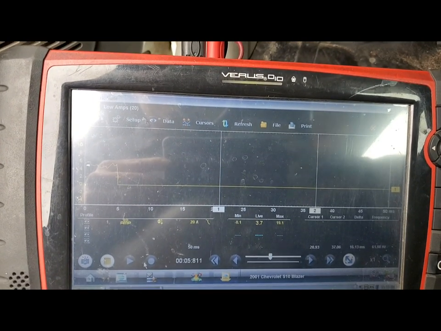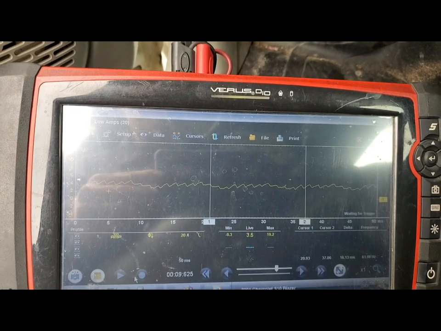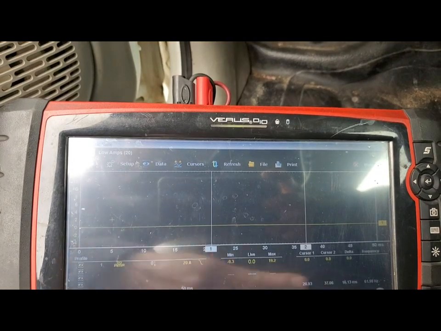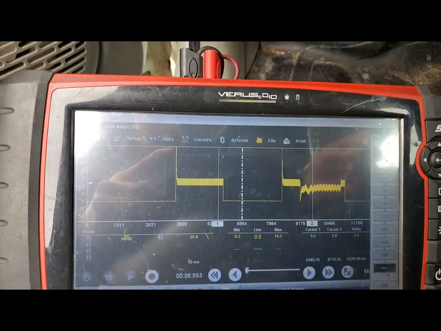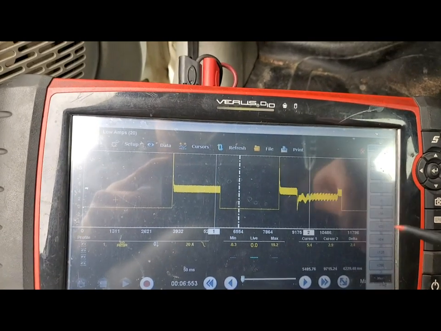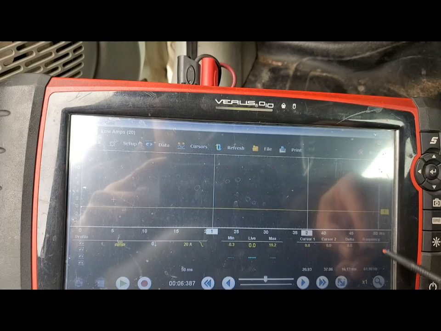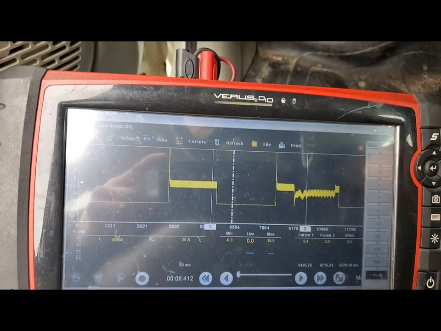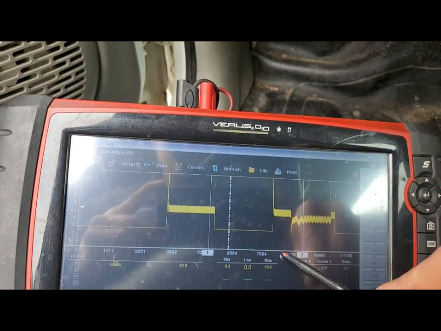Right there. Crank it. I'm gonna go here and crank it. Stop it. Right there. So we're gonna analyze this area. We're gonna analyze this area here. Zoom on it.